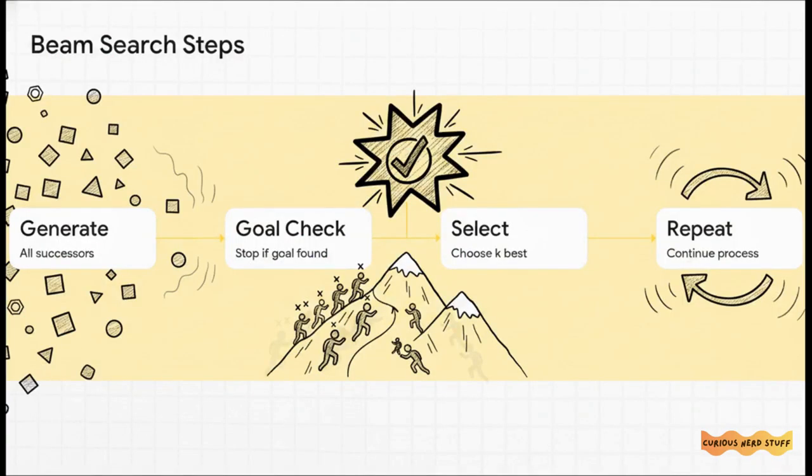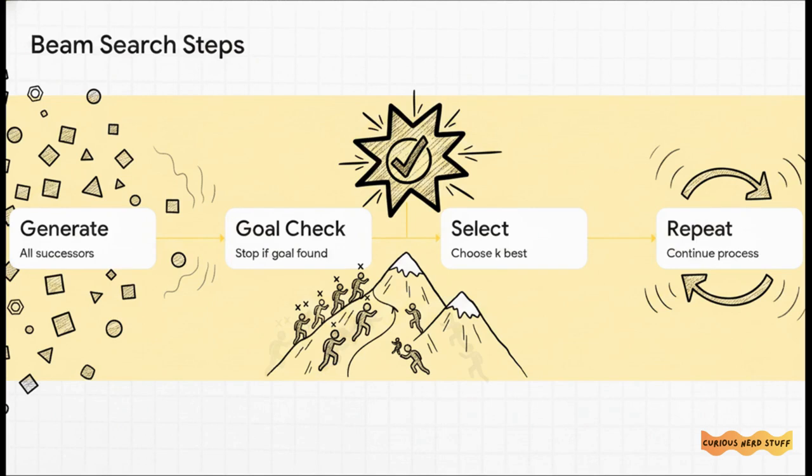Here's how this teamwork actually functions in practice, step by step. First, the algorithm looks at all k states and generates every single possible successor for all of them at once. This creates a massive pool of potential next steps. Step 2. If any of those successors in that pool is the absolute goal, the search stops.